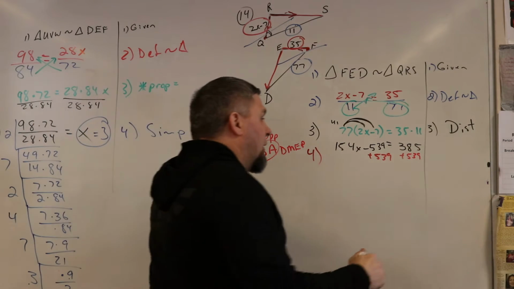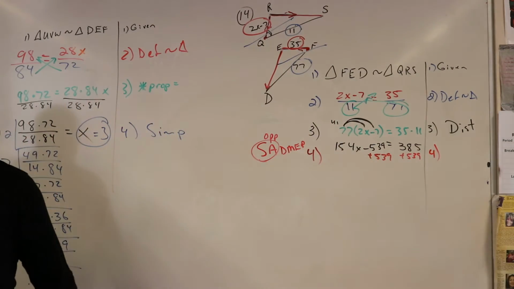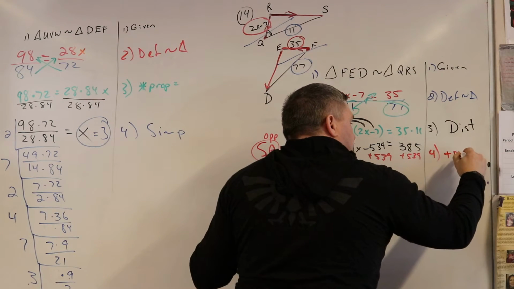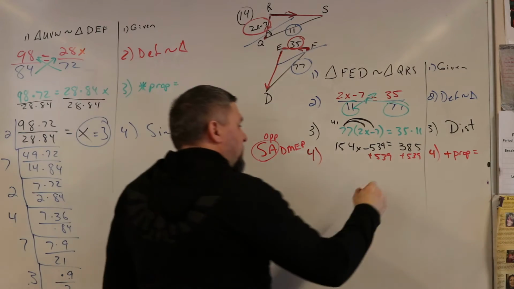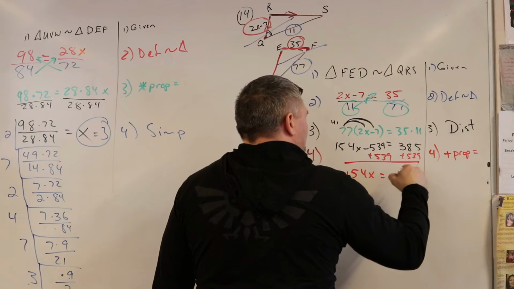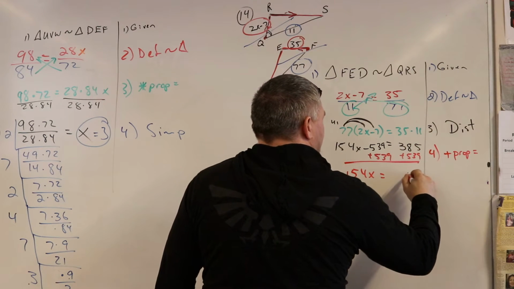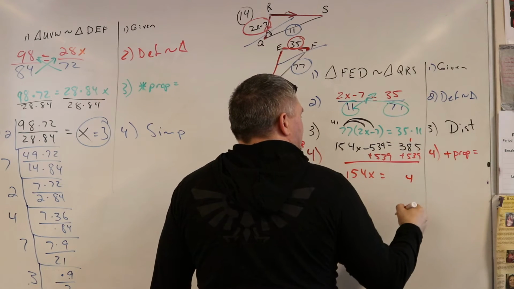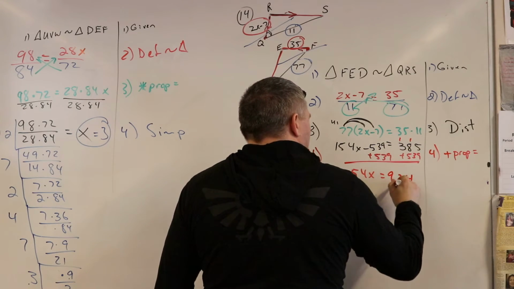And that's algebra. But what do we call it in geometry? Addition property of equality. Okay? And so when we do that, we get 154x equals a big number. So 9 and 5 is 14, carry the 1. 3 and 9 is 12, carry the 1. And 5, 8, and 9.